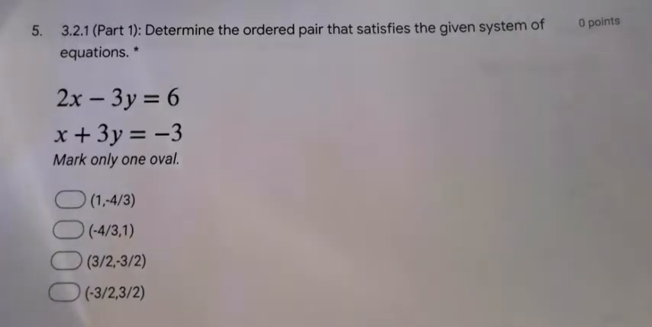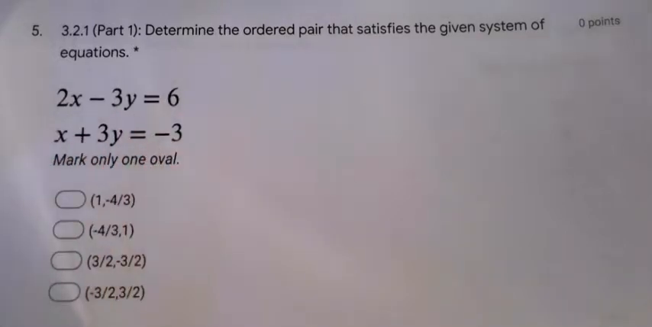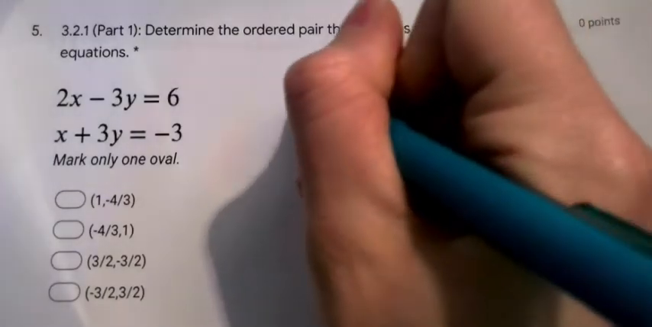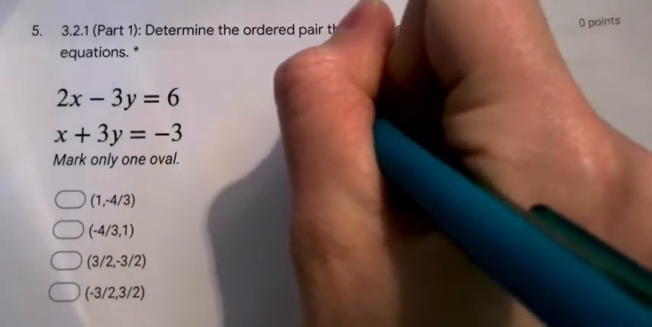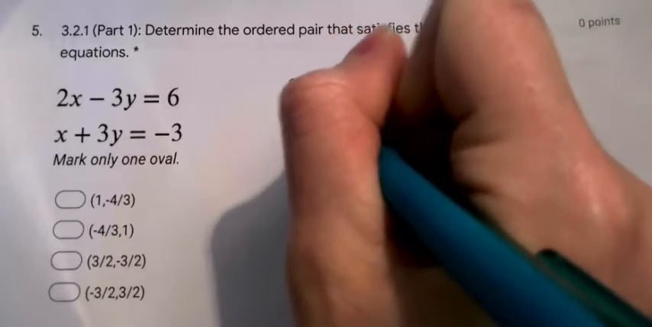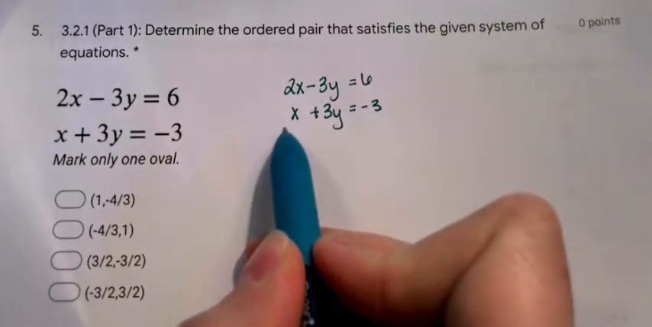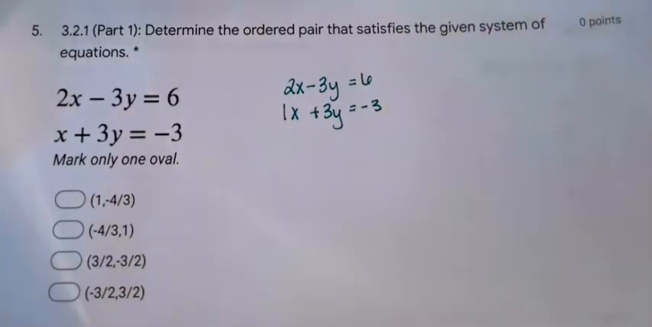For this one, we're going to use elimination because they're already lined up for us, and we do not have an x equals or a y equals. And so I'm just going to rewrite it over here so that I have more room to solve it. And when I rewrite it, I am going to add a 1 in front of this x because if there's not a number there, we do know it's an invisible 1.